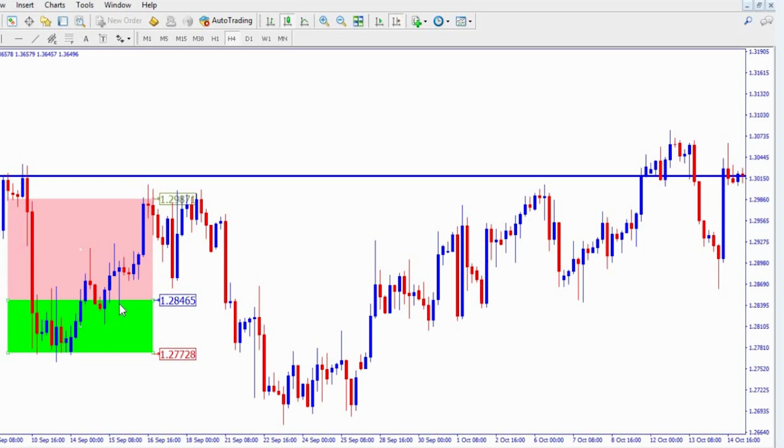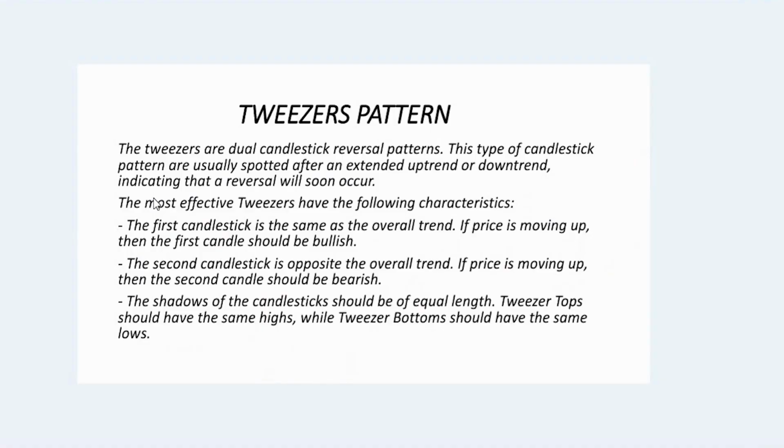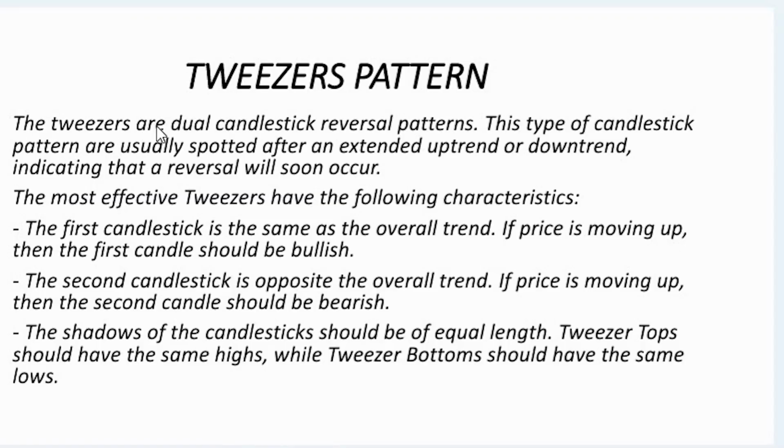So what happened? You have initiated your trade here, stop loss at this point, and you take profit way up at this point. So that's for the three white soldiers and the three black crows. Now we have the tweezers patterns.